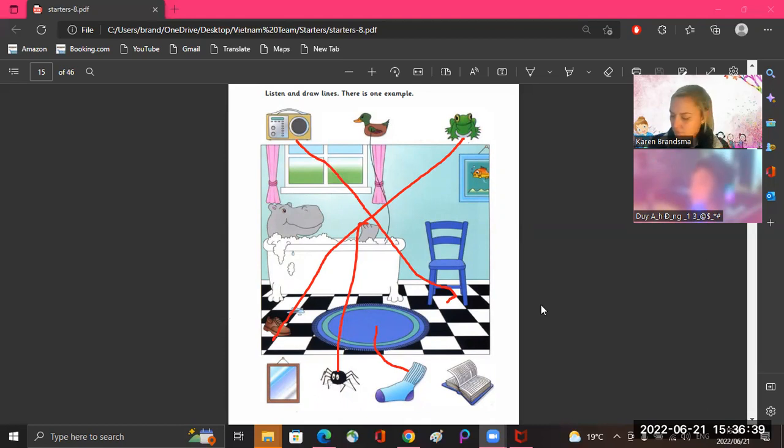5. And can you find the mirror? Yes, there it is. Please can you put it between the window and the picture? Okay, I'm putting the mirror between the window and the picture. Now listen to part 1 again. Yay, very good. Well done, Doyan.